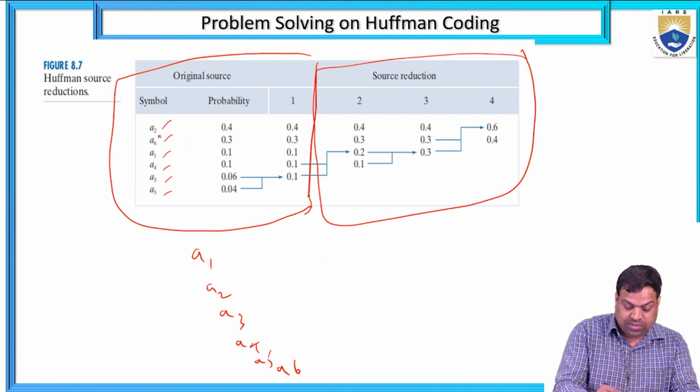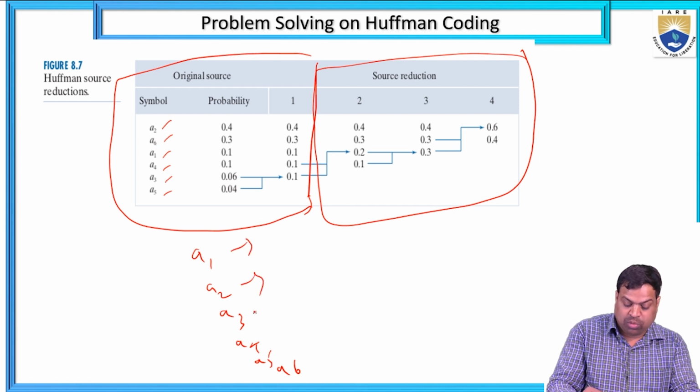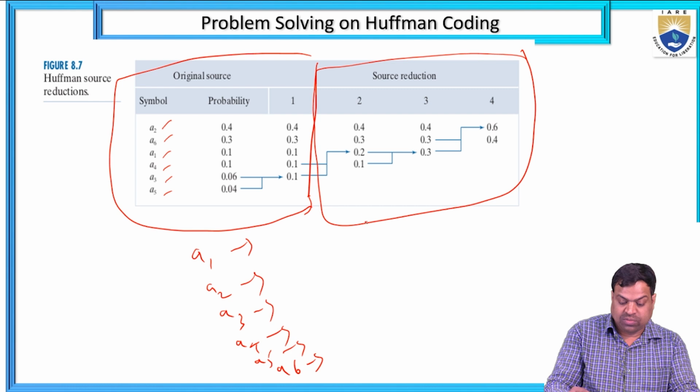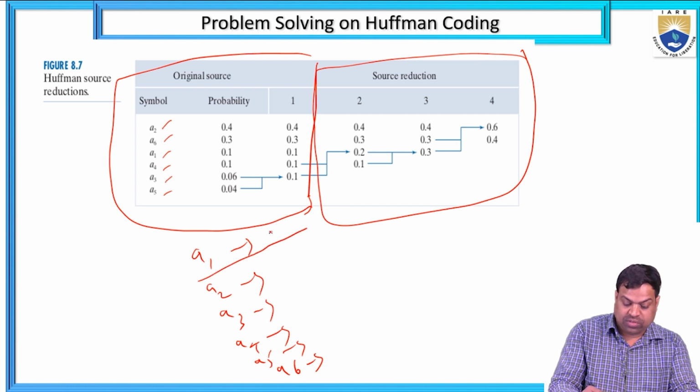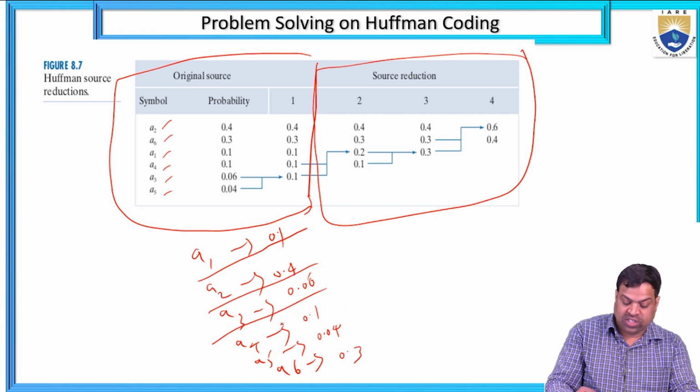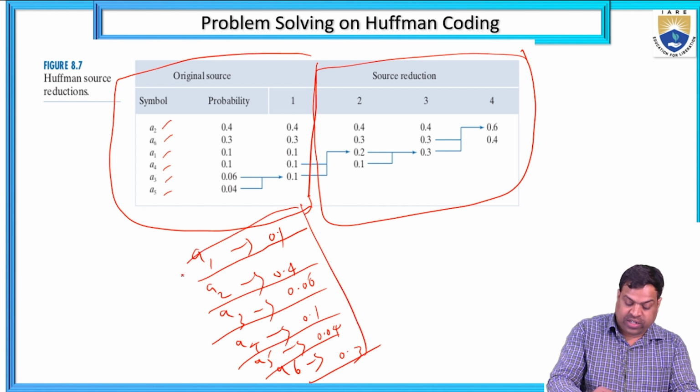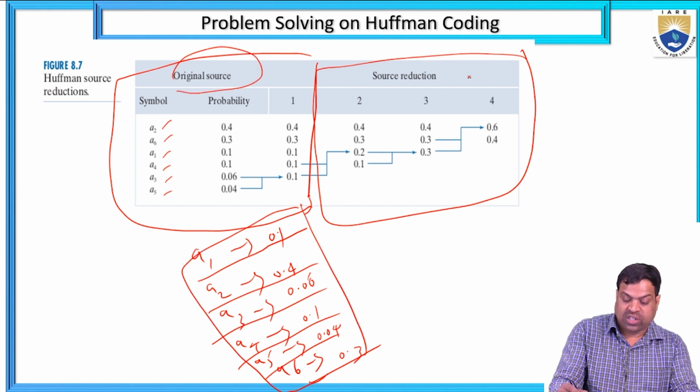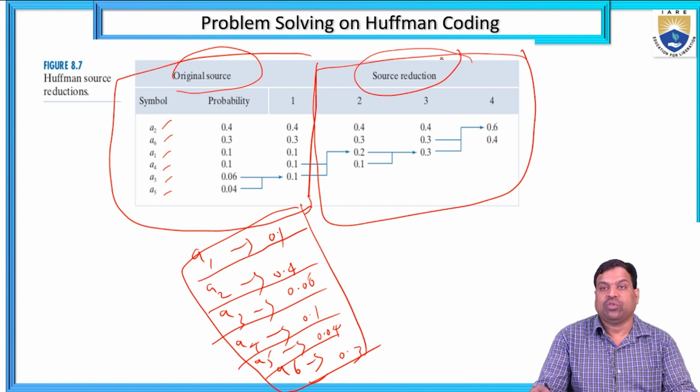What is the probability of each one? Suppose A1 equal to 0.1, A2 0.4, A3 0.06, A4 0.1, A5 0.04, A6 0.3. These are the different probabilities we are taking here, and this I am taking as the original source, and then we have to go for the source reduction.